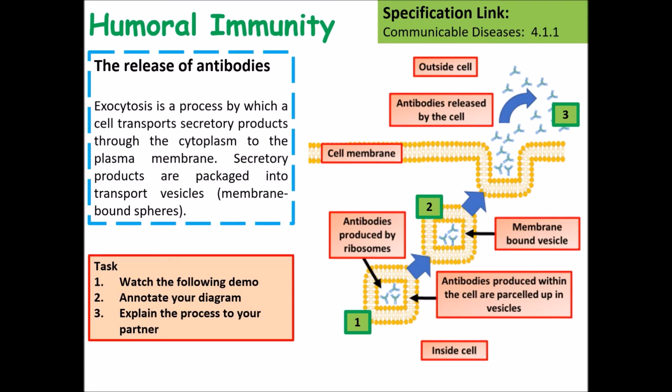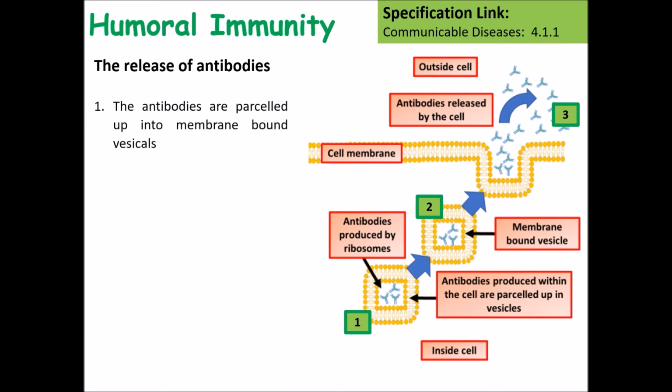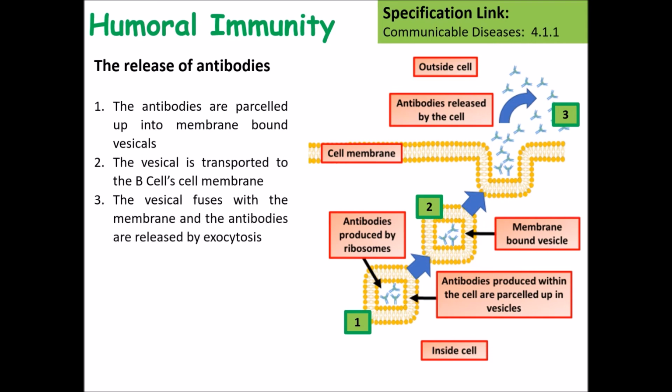So these antibodies then need to be released by the cell, and this is done by the process of exocytosis. So the antibodies are parcelled up in membrane-bound vesicles. These vesicles are transported to the B cell membrane. The vesicle fuses with the membrane and the antibodies are released by exocytosis.